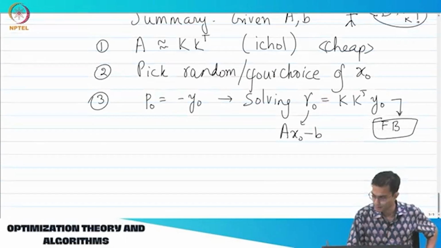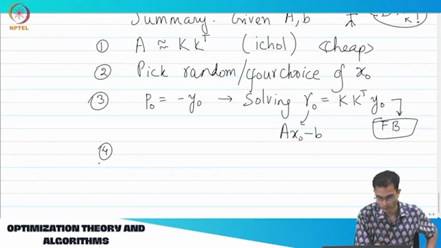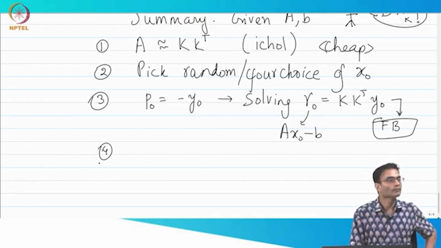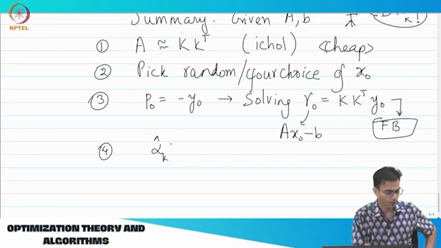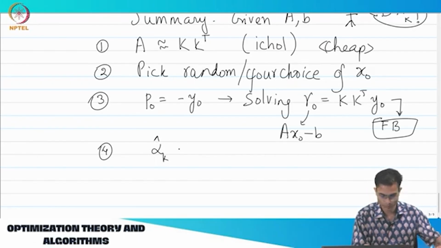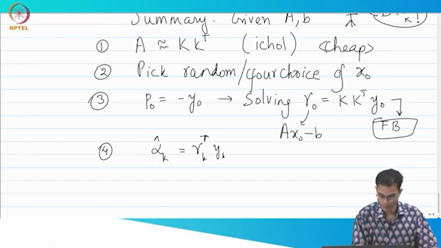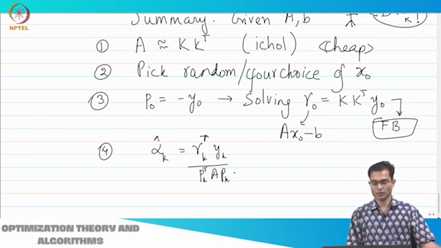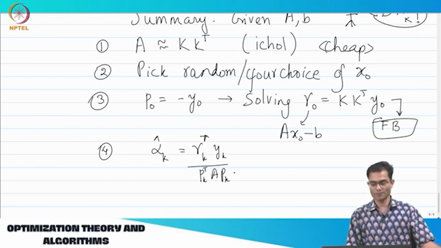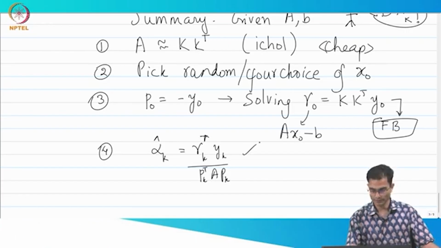What is the next step that I need? Alpha, right? I need alpha. So an expression for this, right? Expression for this was what? Rk hat Yk divided by Pk transpose A Pk, right? So at this point I need R0, Y0, P0, A, P0. Do I have all of these? Done. So I have this.